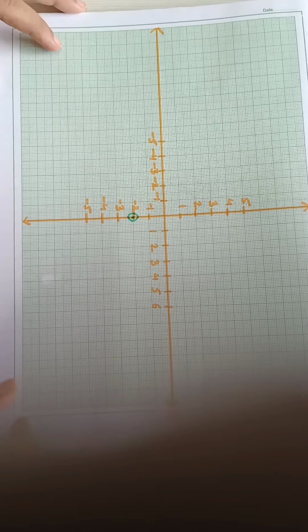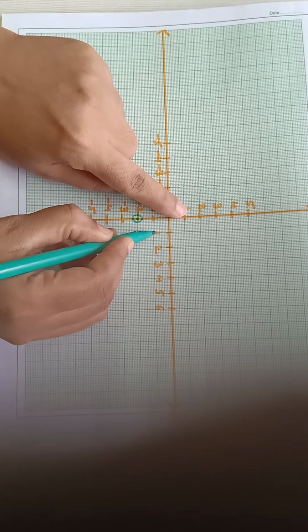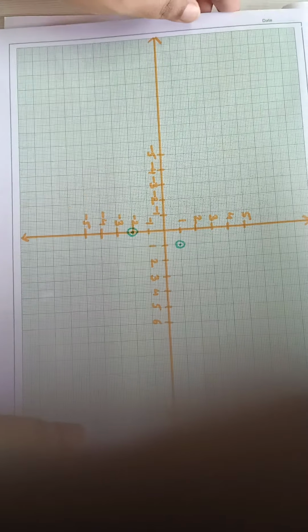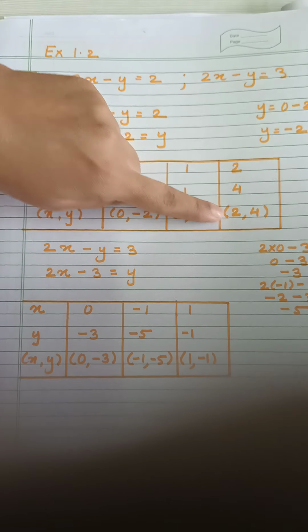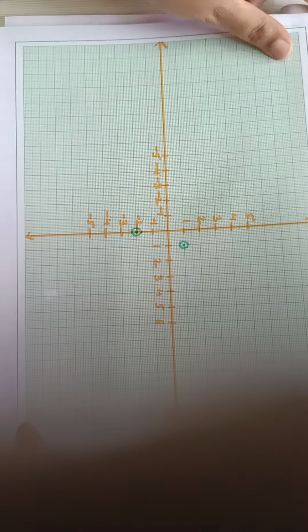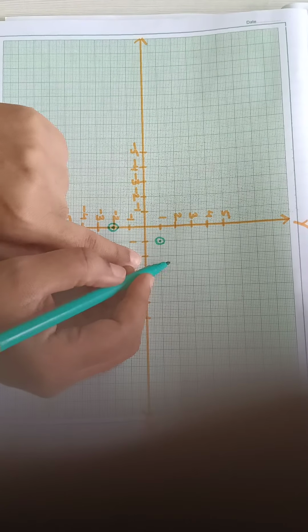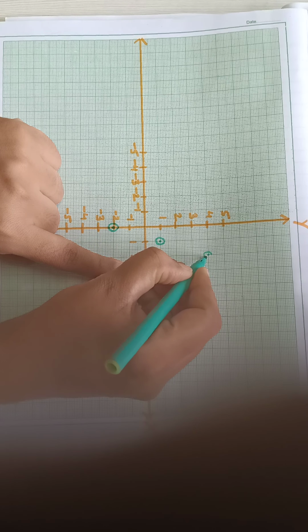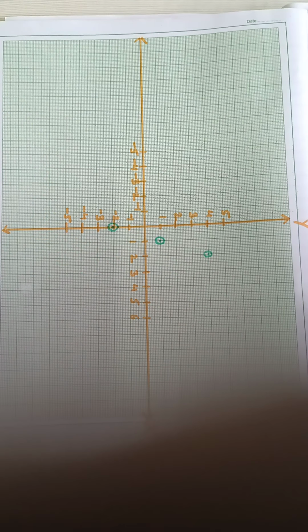Now the next point is 1 comma 1. X-axis 1, y-axis 1. Where this point meets here, the second point is here. The third point is 2 comma 4. X-axis 2, y-axis 4. So the point meets over here, 2, 4. So these are the 3 points.